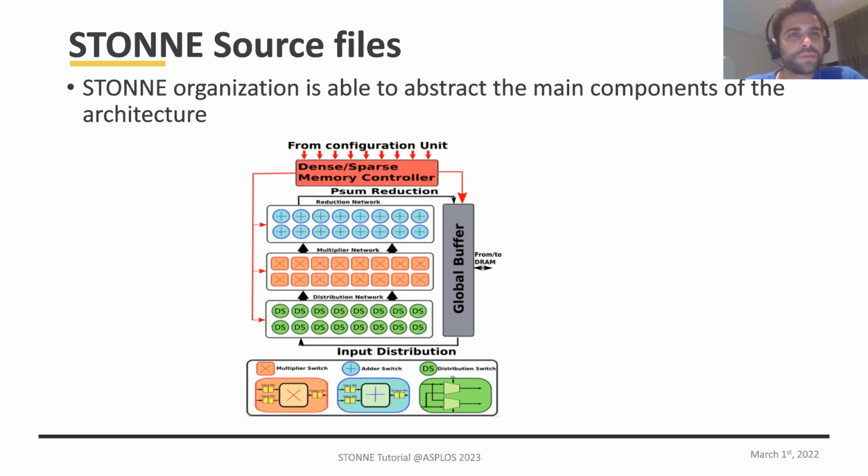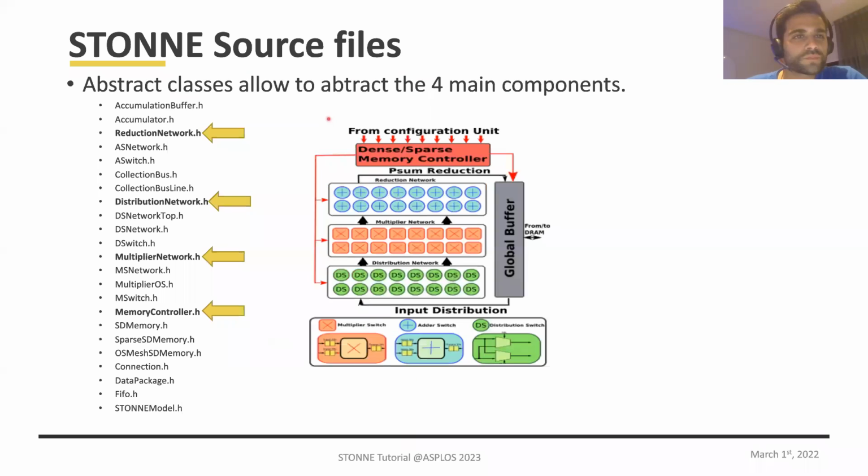This means that in order for this to happen, we need to use abstract classes, right? Inside the headers, we have four abstract classes: reduction network.h, distribution network.h, multiplier network, and memory controller, that abstract the main functions of every component that is supposed to be in the simulator, right?